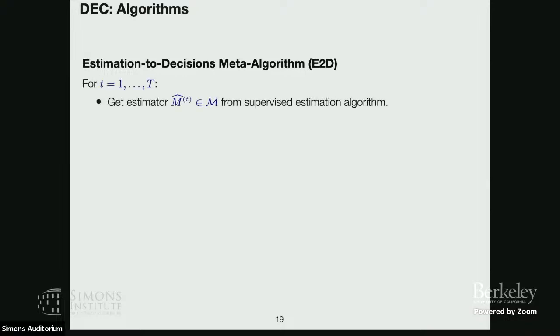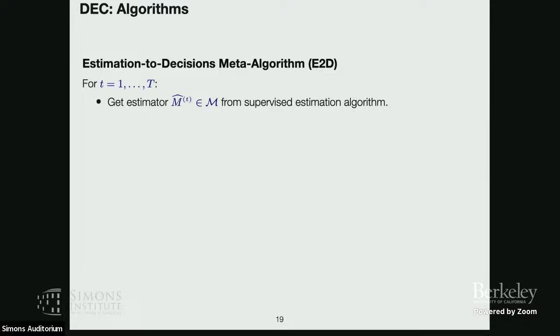The way this is going to work is, we're going for capital T steps. At each time little t, first I'm going to run some kind of supervised estimation or learning algorithm on all the data I've gathered up to this point, which is going to give me an estimator m hat t for the underlying model. This can be any algorithm you want, but for concreteness, you can think of, let's say, MLE or least squares.